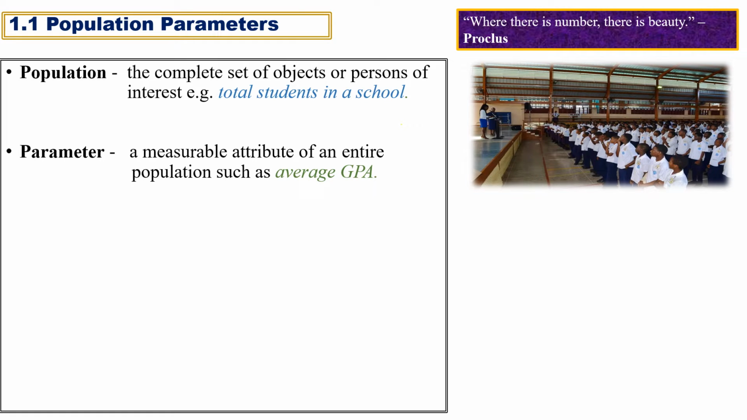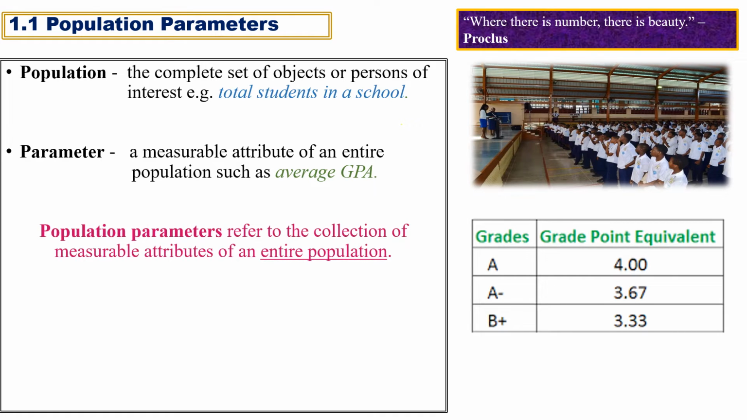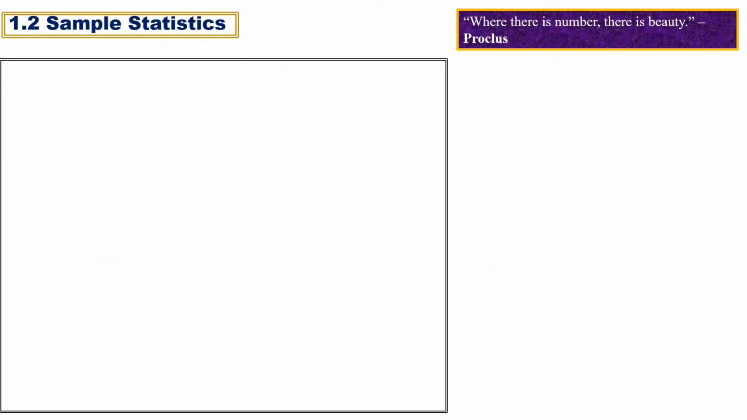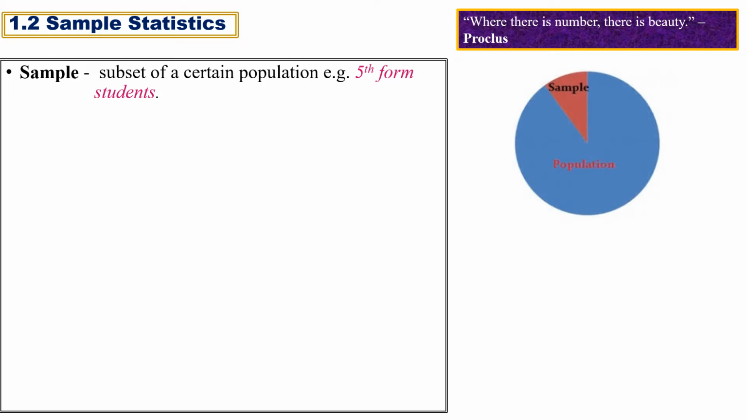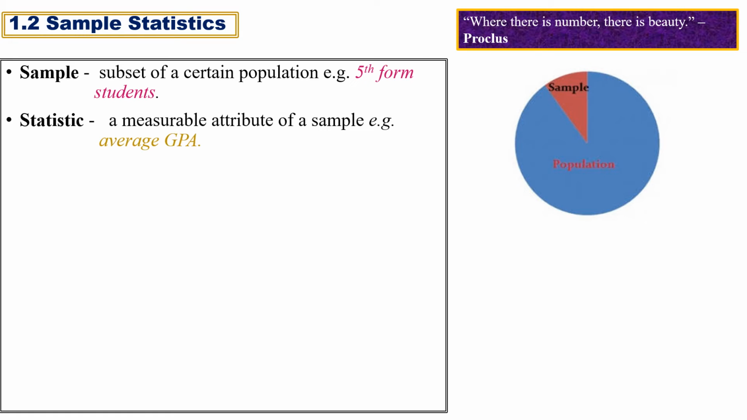Next is the parameter. The word parameter is a measurable attribute of an entire population, such as average GPA. Population parameters refer to the collection of measurable attributes of an entire population. Sample statistics. A sample is a subset of a certain population. Example, the fifth form students. A statistic is a measurable attribute of a sample.